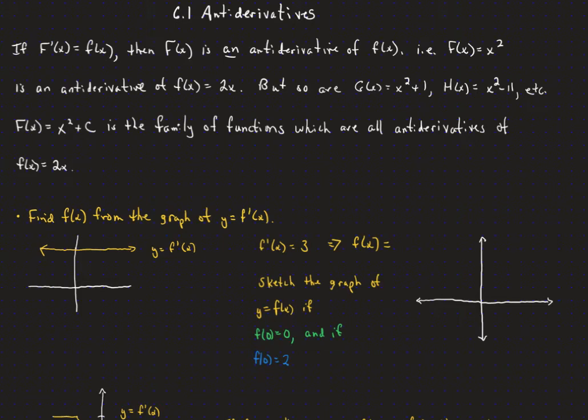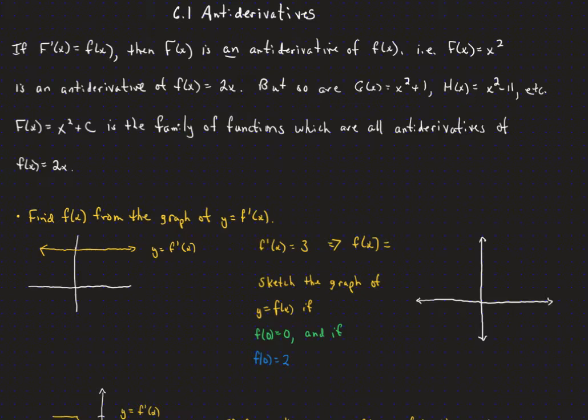In this video we're going to talk about section 6.1 in our books on antiderivatives. If capital F prime of x is equal to little f of x, then capital F of x is an antiderivative of little f of x. Notice that's just an antiderivative. I'm not saying it's the antiderivative.